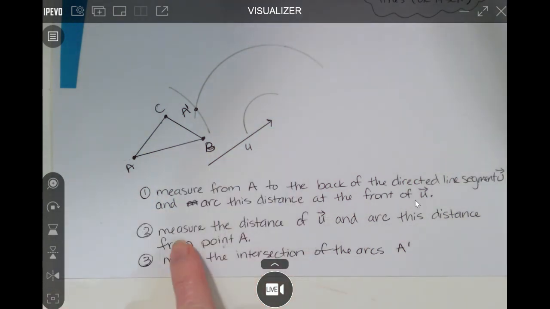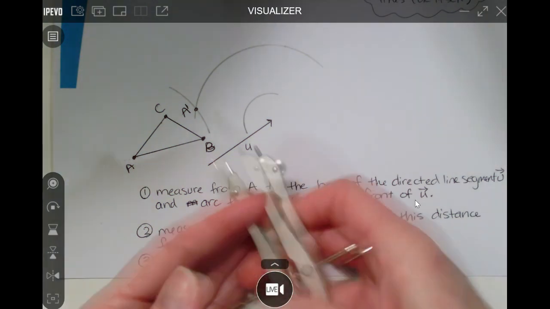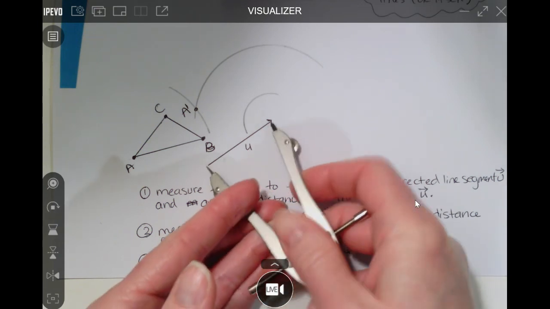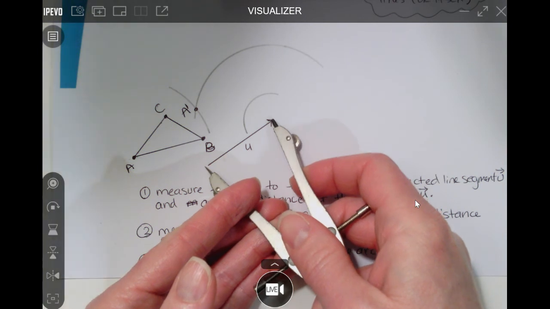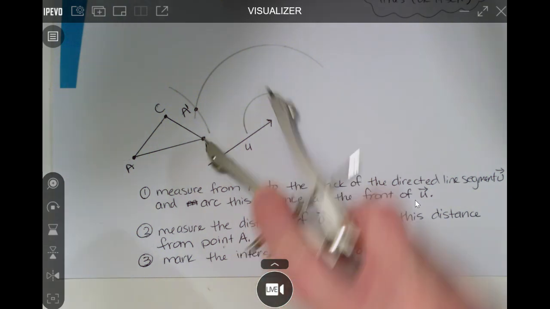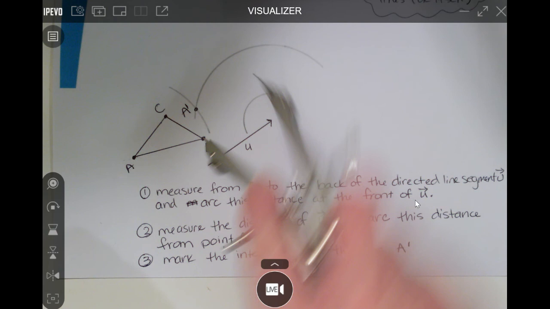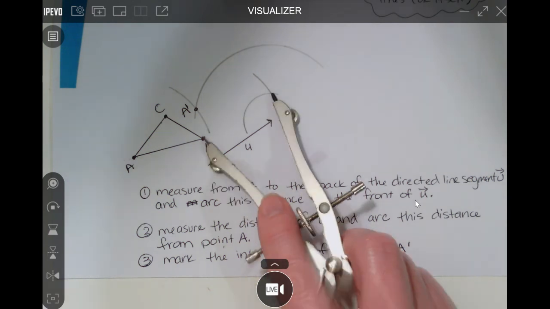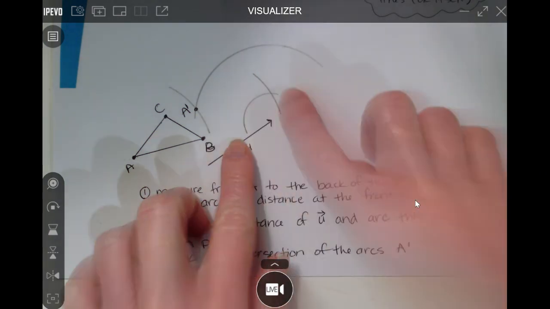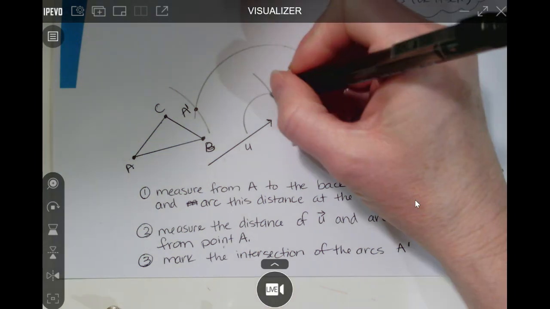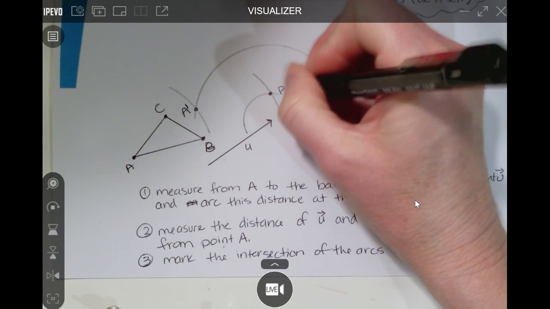So now step 2, we're going to measure the distance of our directed line segment U, and we're going to see how far this is. This is how far apart B and B prime are. So I'm going to put my pointer on B, and I'm going to mark this arc. And that is how far B prime should be from B. Now, if your arcs don't intersect, again, you're going to have to go back and make the first one longer, for instance. When you get done doing that, mark the intersection, and that's my B prime.